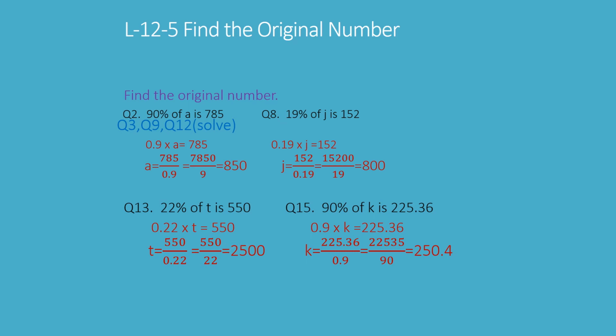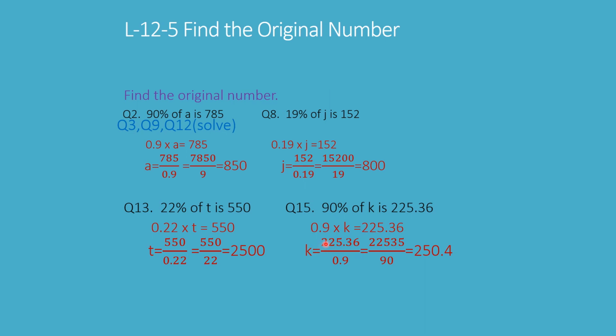and you get 2500. And again in the same way, 90% of k is 225.36, and shift the decimal to the left, 0.9. K is equal to 225.36 over 0.9, again dividing both sides by 0.9. Then you can see k is alone.